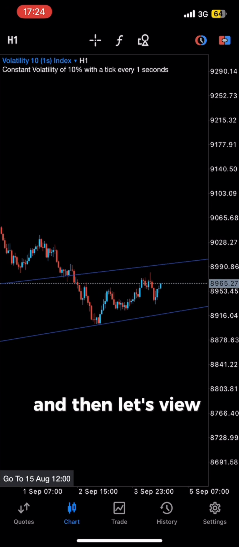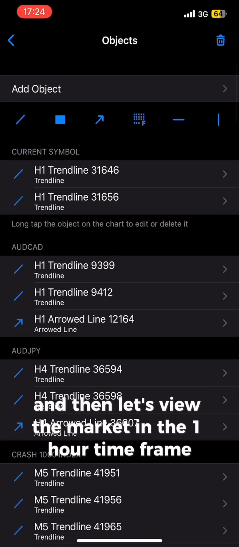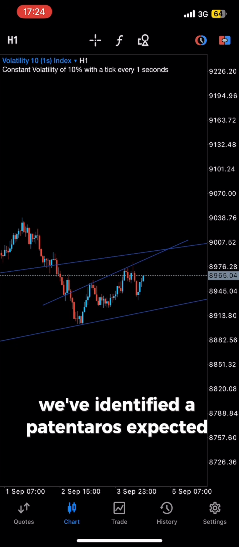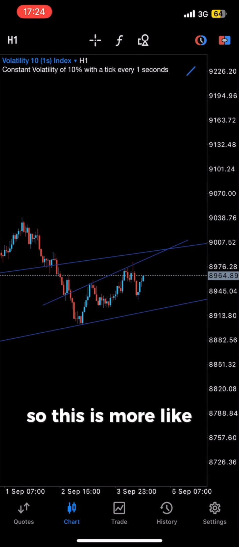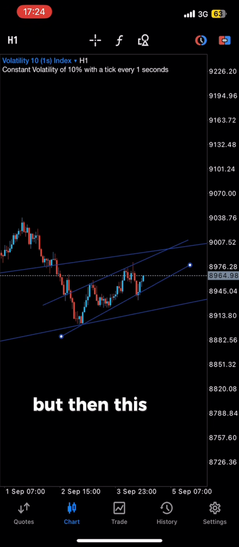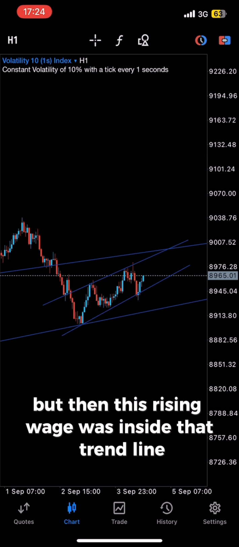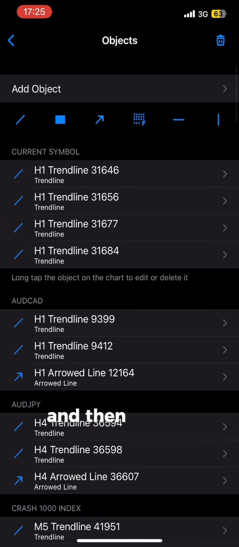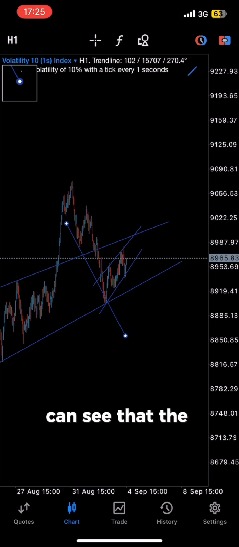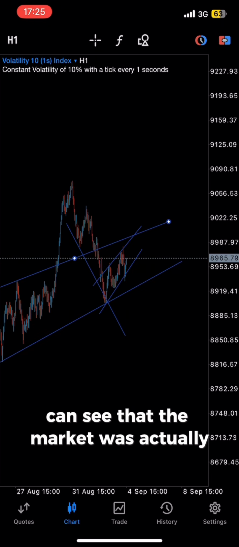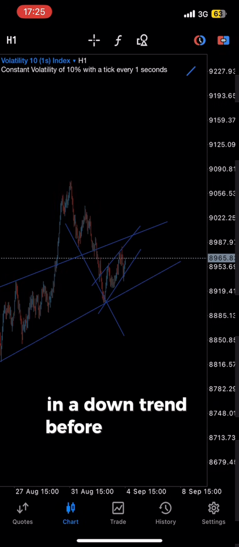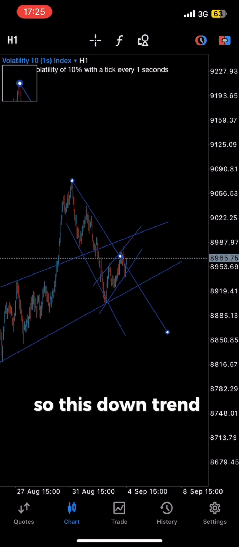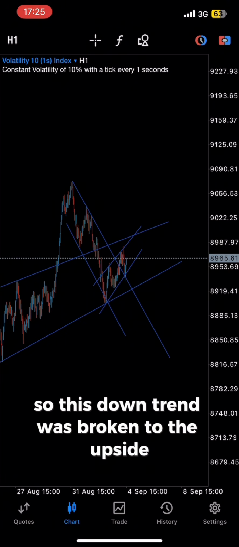And then let's view the market in the 1 hour time frame. In the 1 hour time frame, we've identified a pattern that was respected also. This is more like a rising wedge, but this rising wedge was inside that big trend line where I've drawn. At this point we can see that the market was actually in a downtrend before it made that rising wedge. So this downtrend was broken to the upside, as you can see.